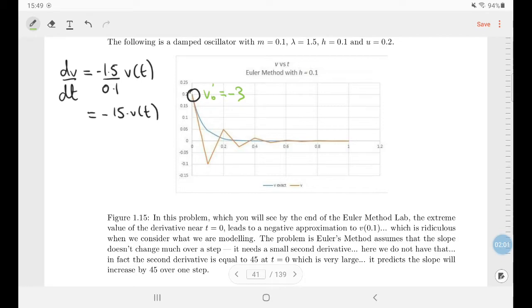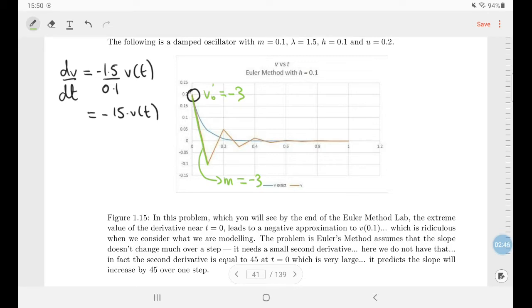Now, the issue is that the slope is actually changing. The slope is getting smaller, but Euler's method assumes that the slope is the same over the full interval. So this is taking m to be minus 3, whereas the slope, you could say decreases in absolute value, but it's actually increasing because it's going from minus 3, and as time goes on, it gets up to 0. So you get a problem here, and it should be obvious. If you actually do this, you're going to have a negative velocity after 0.1 of a second, which is just nonsense.